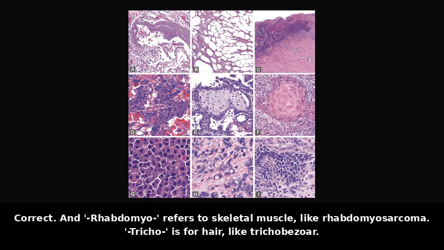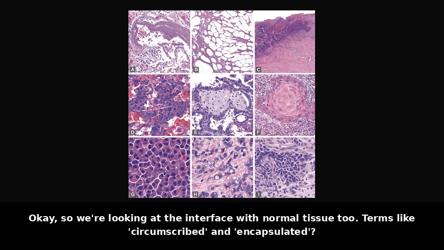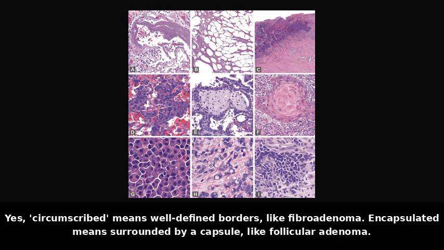And tricho is for hair, like trichoblastoma. Okay, so we're looking at the interface with normal tissue too. Terms like circumscribed and encapsulated. Yes, circumscribed means well-defined borders like fibroadenoma. Encapsulated means surrounded by a capsule, like follicular adenoma.